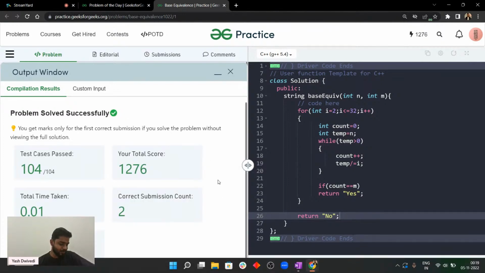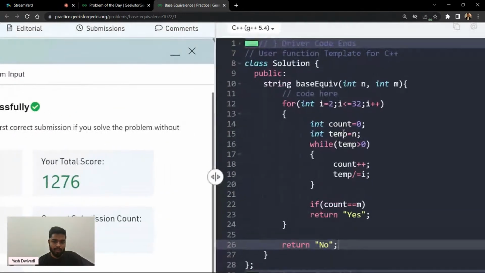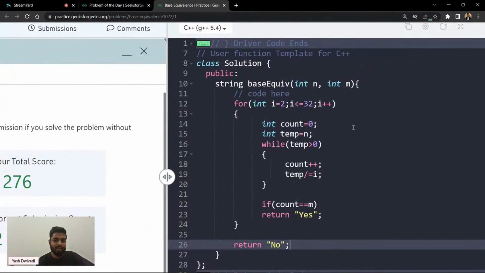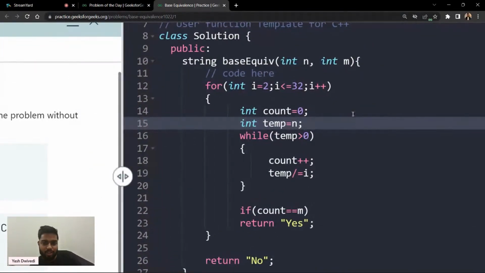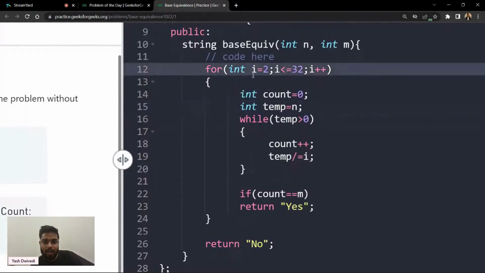Okay, so it gets accepted. Is it clear to everyone? Is the code clear to everyone? What I'm trying to do is check it for each and every base. I'm trying to check from i equal to 2 till 32. I'm trying to check it for each and every base.